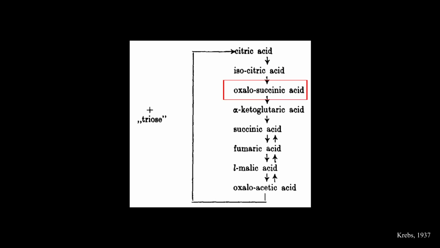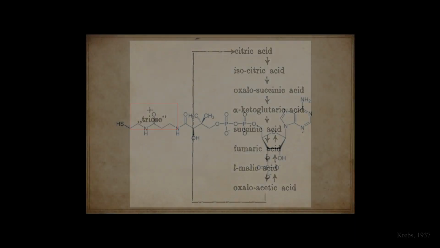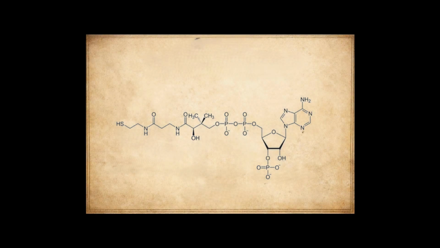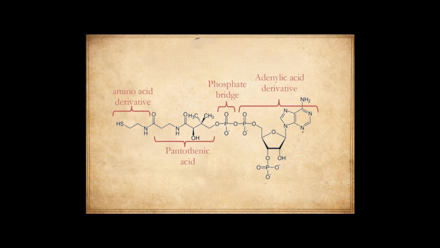And so to summarize the Krebs cycle so far, citric acid is converted to oxaloacetic acid in a series of oxidation reactions, and then recycled back to citric acid by the addition of 2 carbons from a then unknown 3-carbon molecule called triose. In the 1940s, Lippmann's group isolated a molecule involved in the transfer of an acetyl group, which they showed contained an amino acid derivative and pantothenic acid linked to an adenylic acid derivative via a phosphate bridge. They named this molecule coenzyme of acetylation, often abbreviated to coenzyme A or simply CoA.